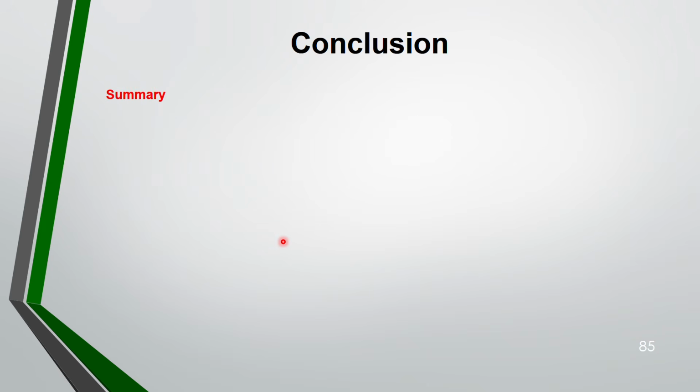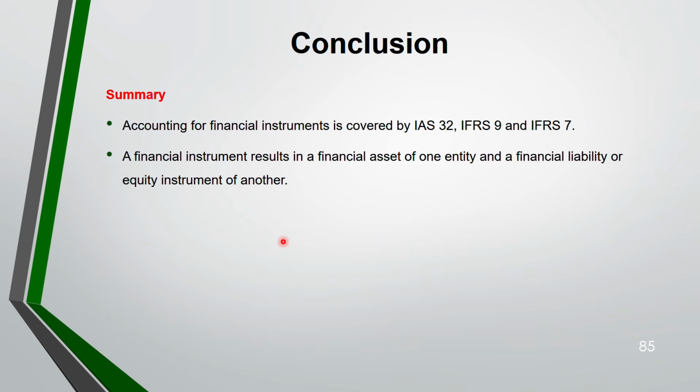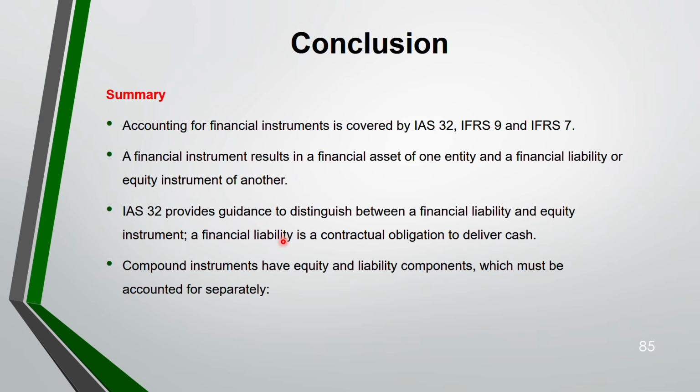Now, let us summarize the lecture. When you're accounting for financial instruments, it is covered by three standards: IAS 32, IFRS 9 and 7. A financial instrument will result in a financial asset of one entity and a financial liability or equity of another entity. IAS 32 gives you guidance to distinguish between financial liability and equity instruments. A financial liability is the obligation to deliver cash. A compound instrument has both elements of liability and equity in one. You have to show them separately.